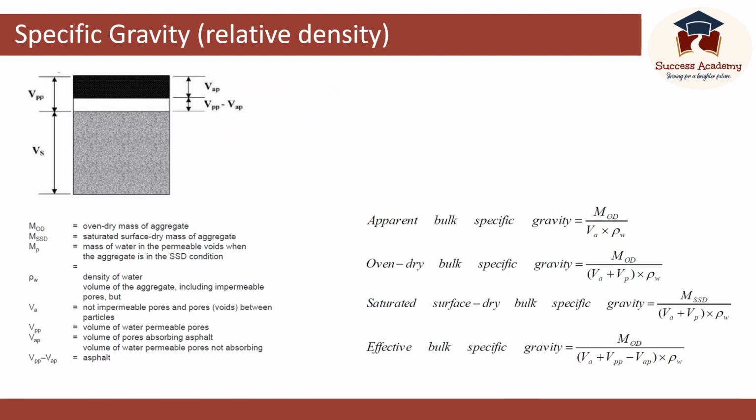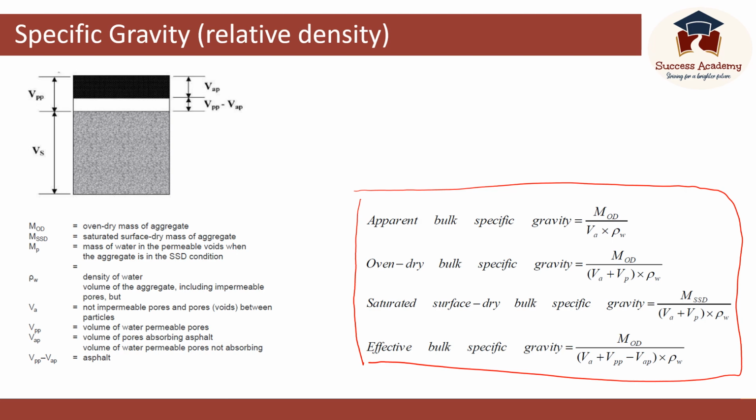In this slide, you can see a summary of the four types of bulk specific gravities, and you can calculate the different types using these formulas. We are finishing the aggregate part with this slide, and we are moving to the chemical admixtures.